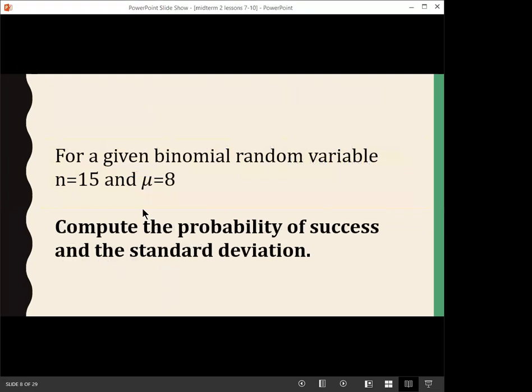In the next slide, I'm asking you to compute the probability of success and the standard deviation given the sample size of 15 and the mean of 8. You can work on that for a few minutes, type your answers into the chat box, and then I'll go over that.